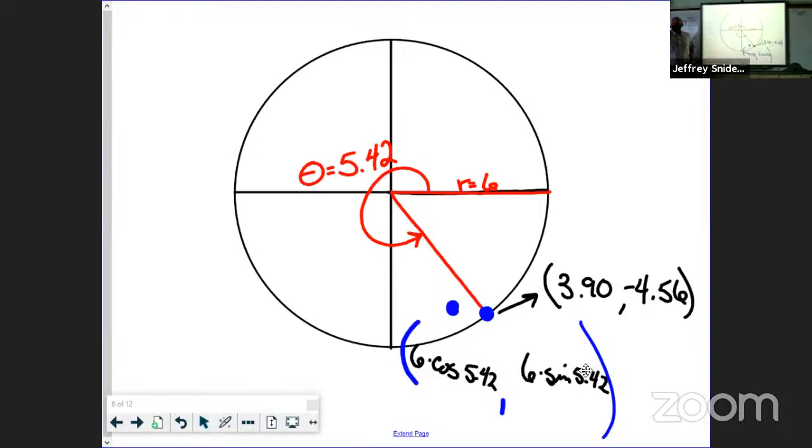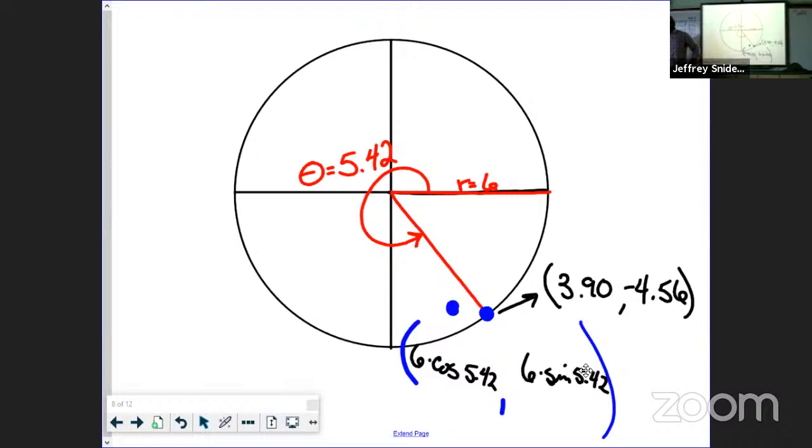Okay. Did you have to use 5.42 to do this? No. If somebody wanted, could they have found this negative coterminal angle and used it instead? Sure they could have. That'd have been their choice. I don't know why you would do that, but you could.